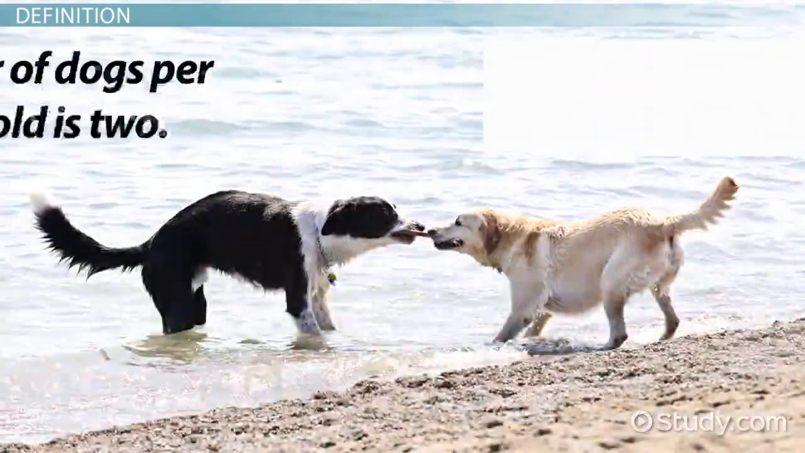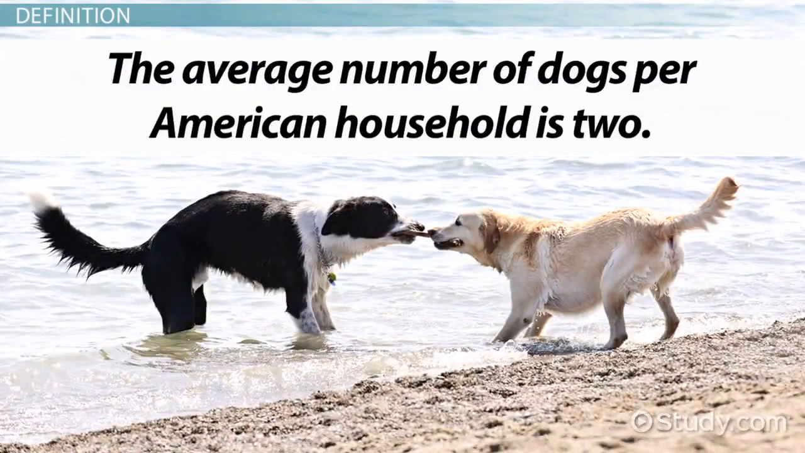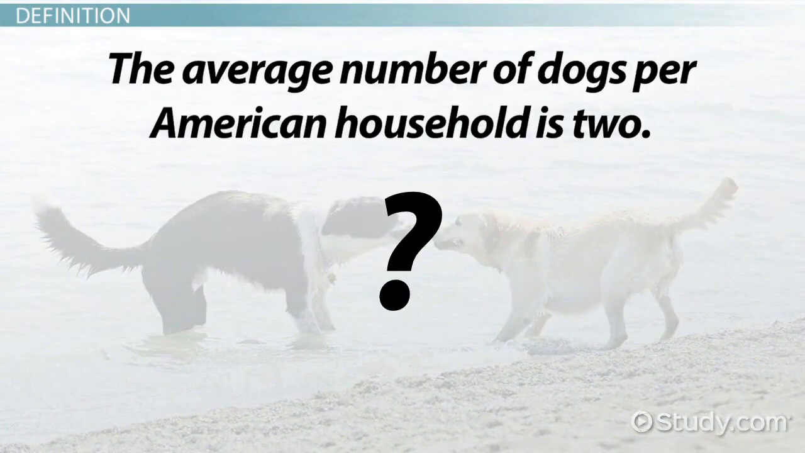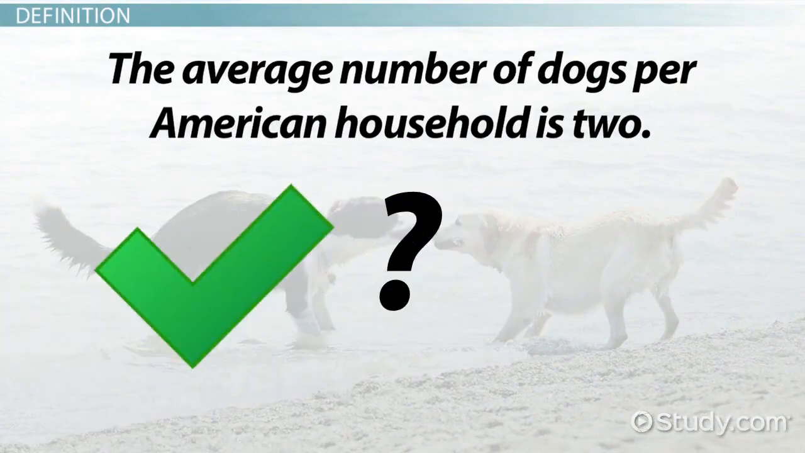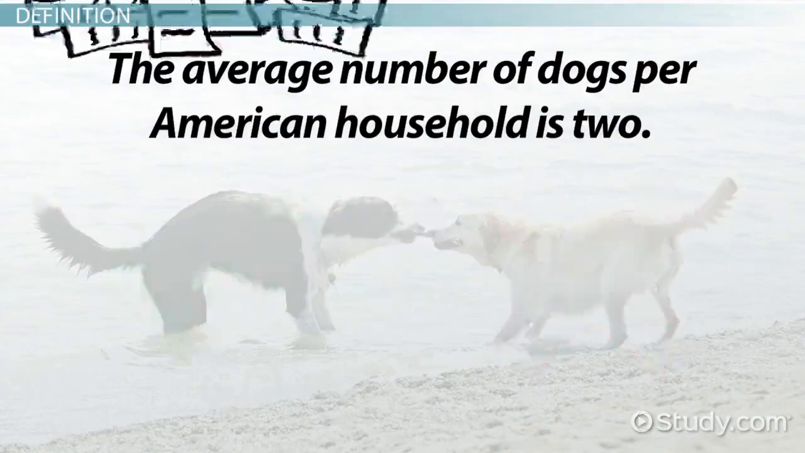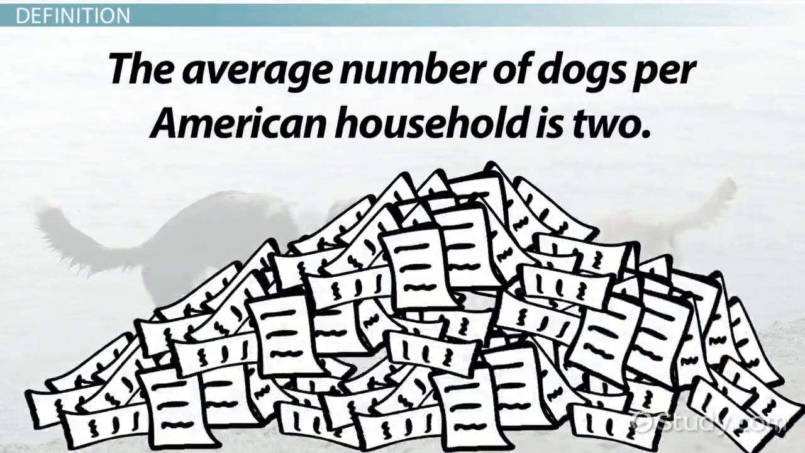For example, a hypothesis about family pets could be something like, the average number of dogs per American household is 2. Hypothesis testing is about testing to see whether the stated hypothesis is acceptable or not. During our hypothesis testing, we want to gather as much data as we can so that we can prove our hypothesis one way or another.